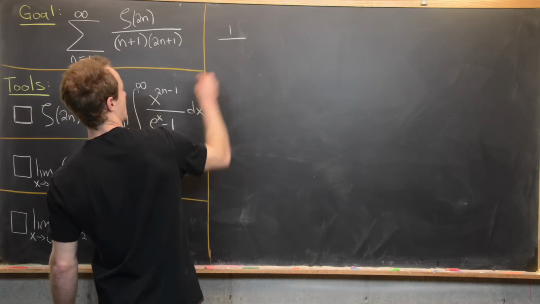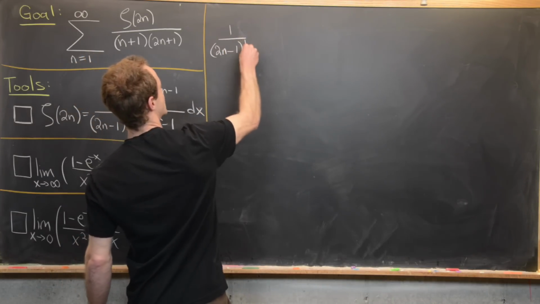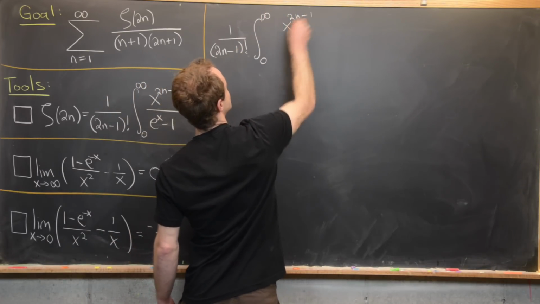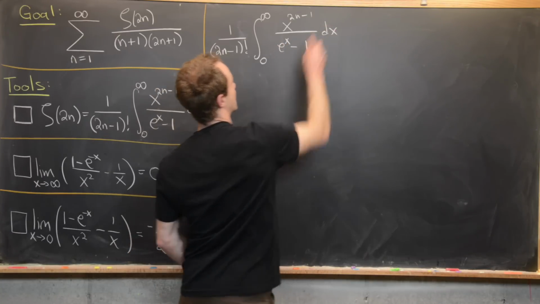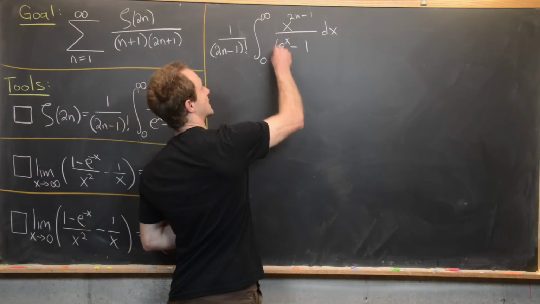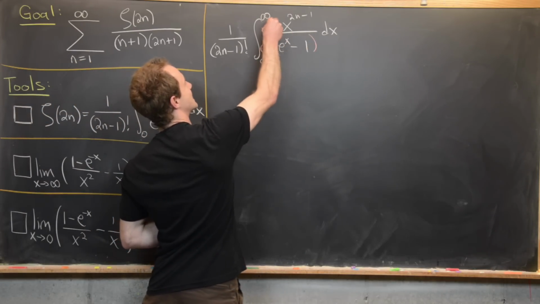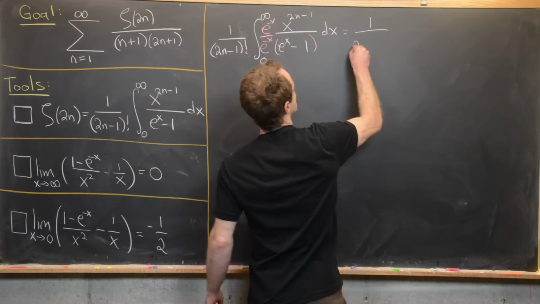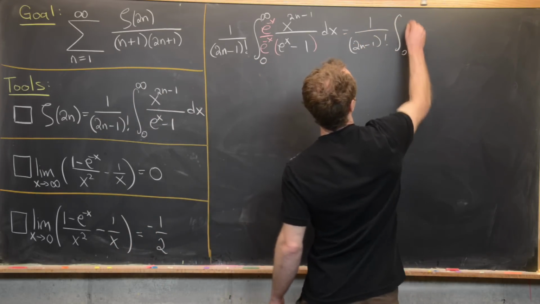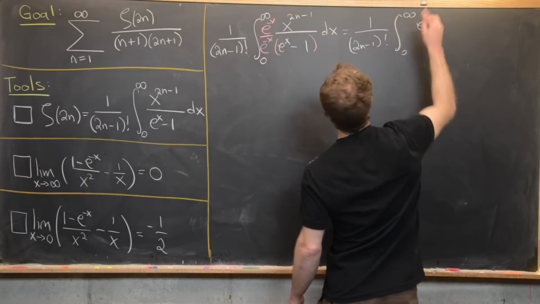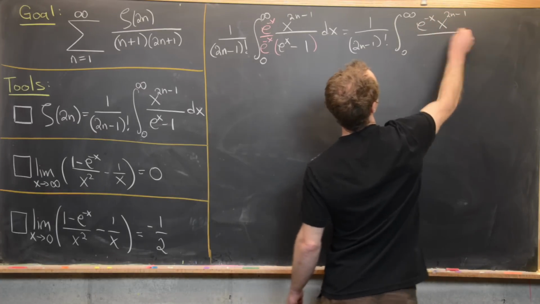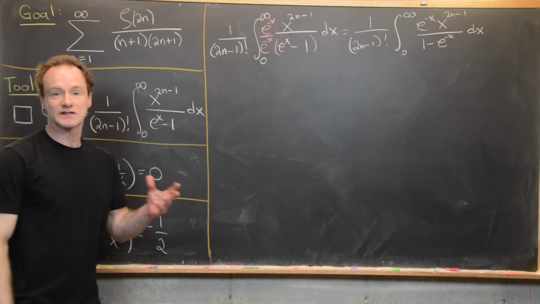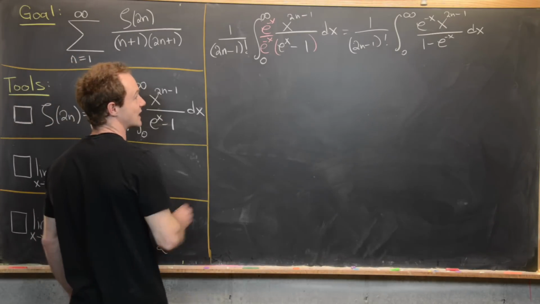So I want to start with this right-hand side. We have 1 over 2n minus 1 factorial, and then the integral from 0 to infinity of x to the 2n minus 1 over e to the x minus 1 dx. Now let's notice I can take this integrand and multiply the numerator and the denominator by e to the minus x, and that's going to put it into a more useful form. So now I have 1 over 2n minus 1 factorial, and then the integral from 0 to infinity of e to the minus x times x to the 2n minus 1 over 1 minus e to the minus x dx. But now that denominator looks like the sum of a geometric series, and so that's exactly what we'll use.